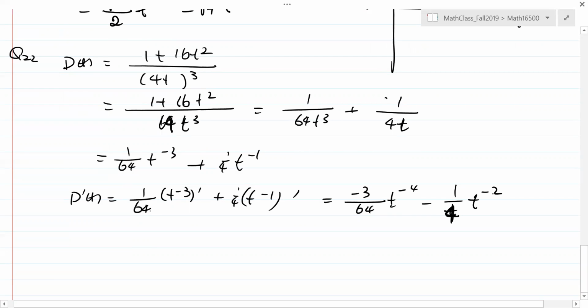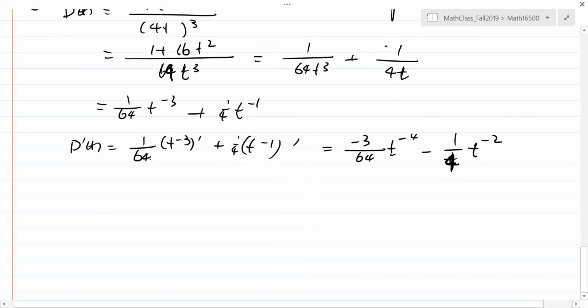All right, we did all the problems on the left-hand side. So we're going to do the new type of problems. You may have to use the product rule. Sometimes it's better. Okay, or the quotient rule. Q26.